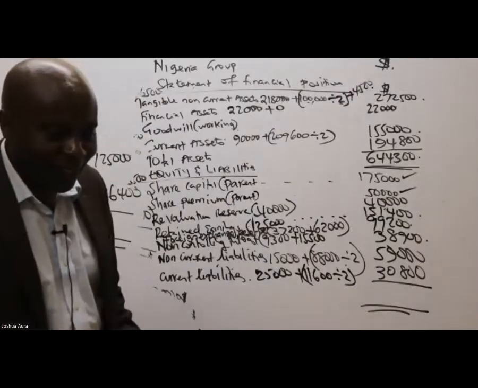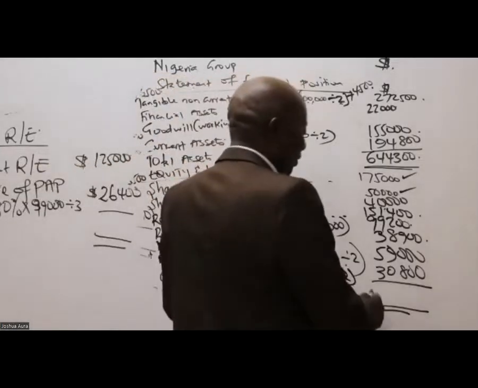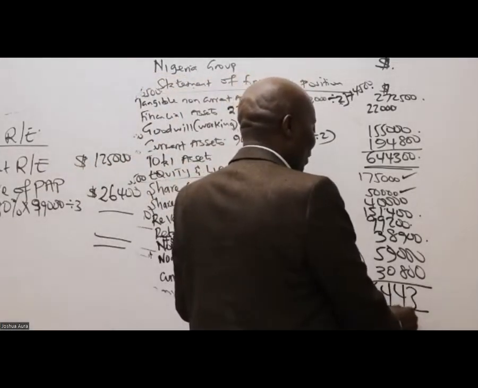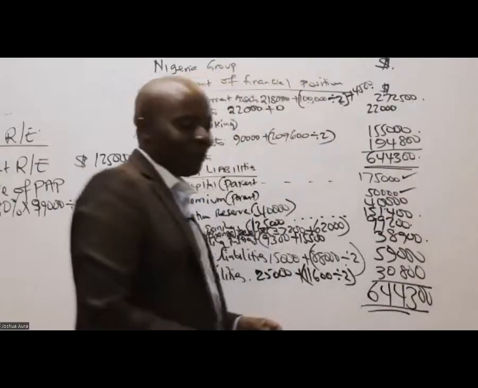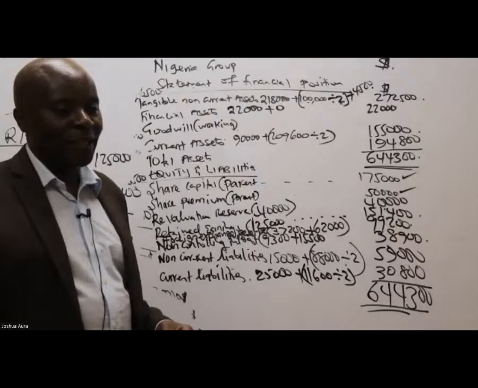611, 644, 300. 644, 300 should be exact. Lazima we miss out on something where 644, 300 should be exact.